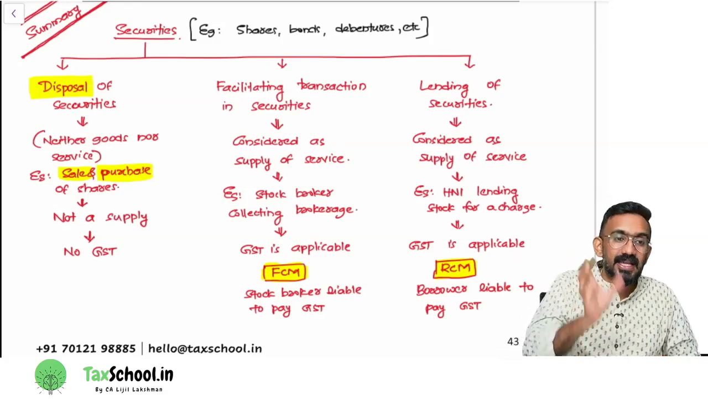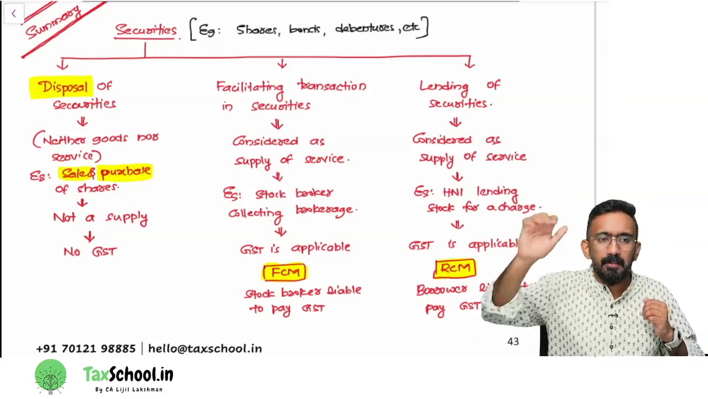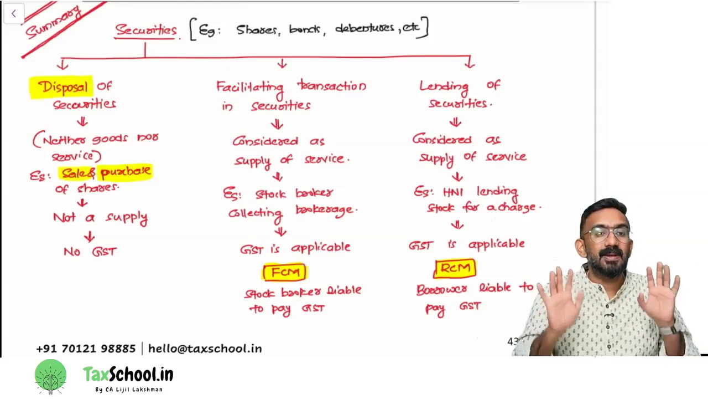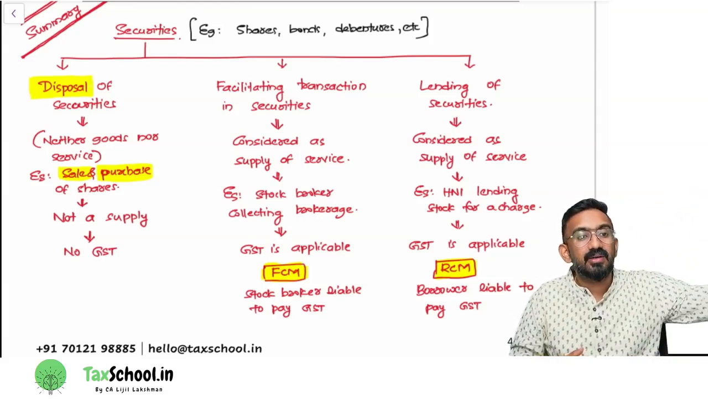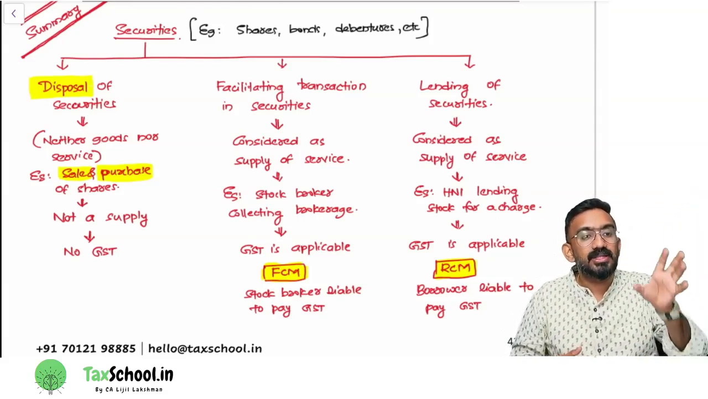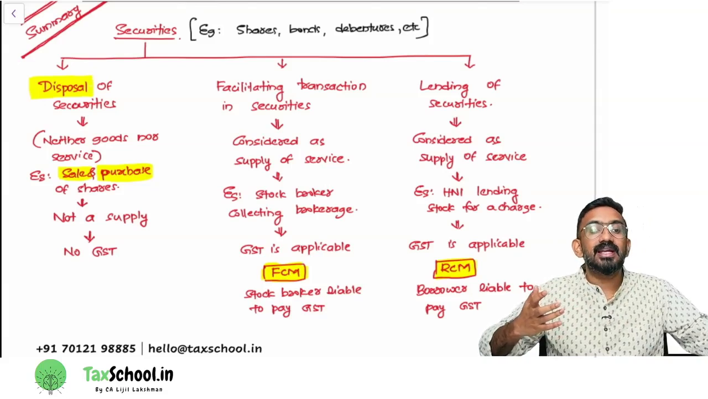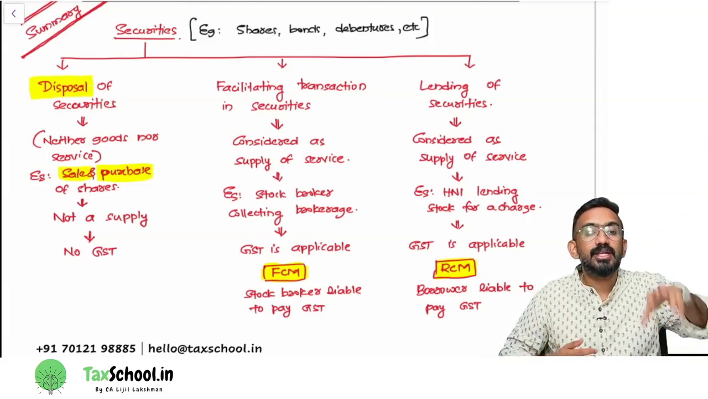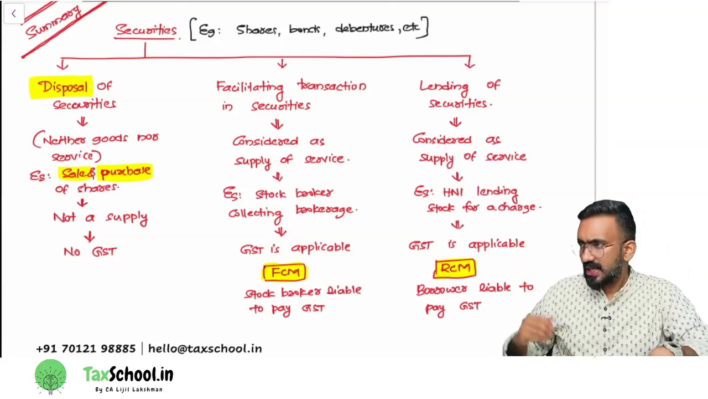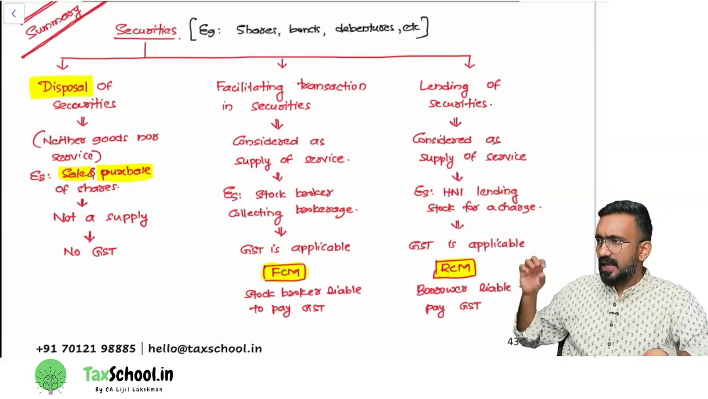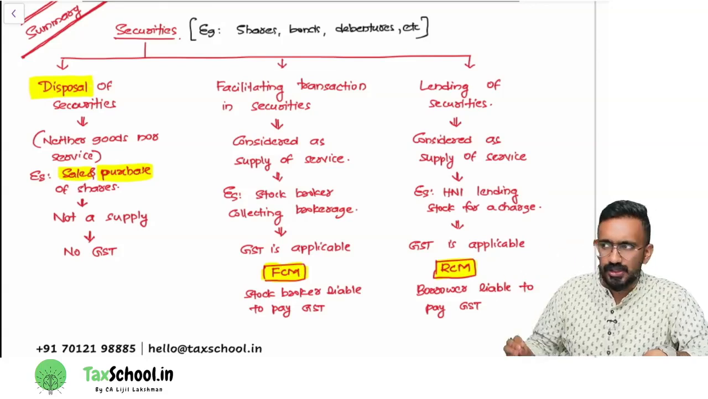Similarly, if you look at securities, when you go to the stock market to buy and sell stocks, it will not be treated as a supply. However, to do a transaction in securities, you need to have a demat account and a trading account opened. The trading account is opened with a stockbroker. The stockbroker will collect a brokerage for every transaction that you do. They said the brokerage will be treated as a supply of service. So that is called facilitating transaction in securities. That is the first two branches that you have on the screen. I said disposal of securities are neither goods nor service, like sale and purchase of shares. It's not a supply, no GST.